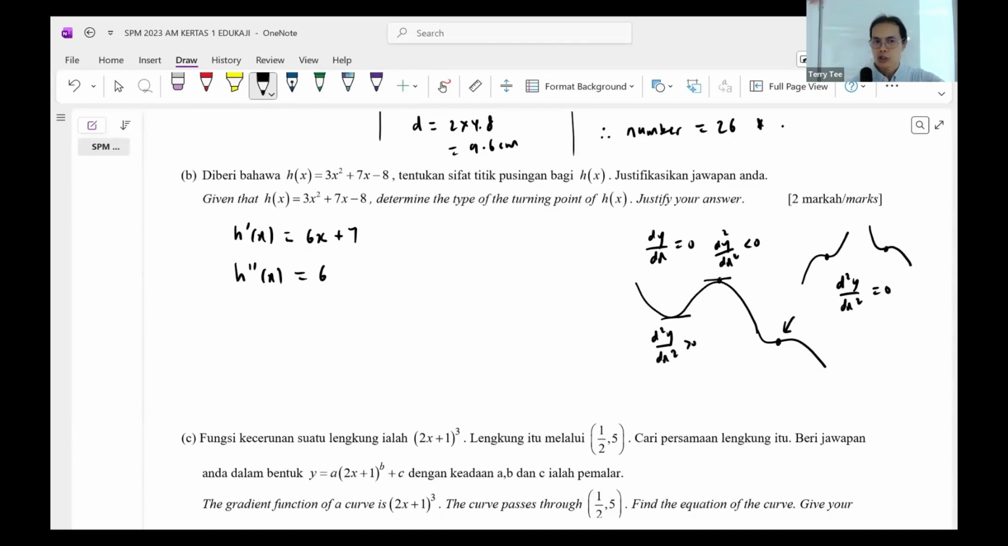So in this case, you can see your d2y/dx², or your h double prime, is more than 0. So the type of turning point is a minimum point. That's it. Very simple.